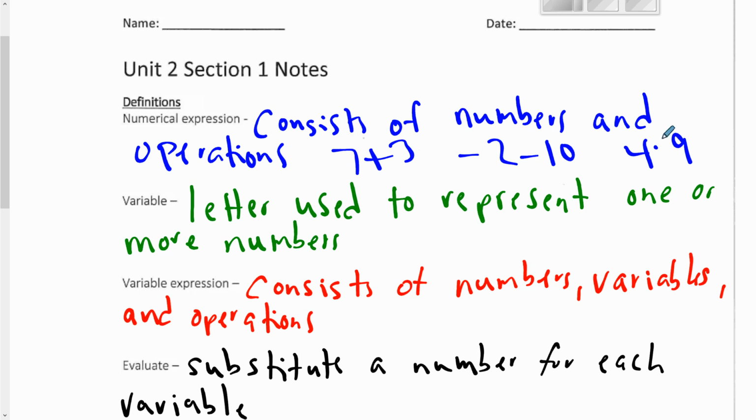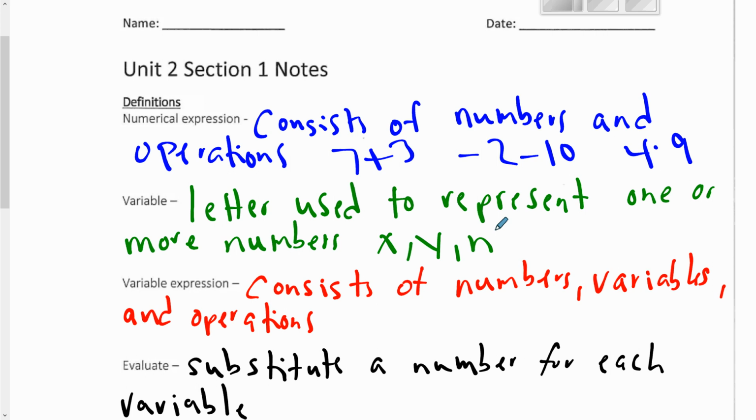Next definition is a variable. A variable is a letter used to represent one or more numbers. So in math, you'll often see variables like x, y, n. Those are all variables, but really you can use any letter you want, A through Z, as a variable.